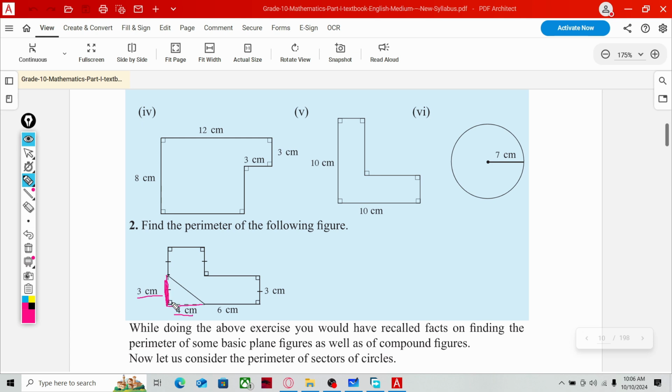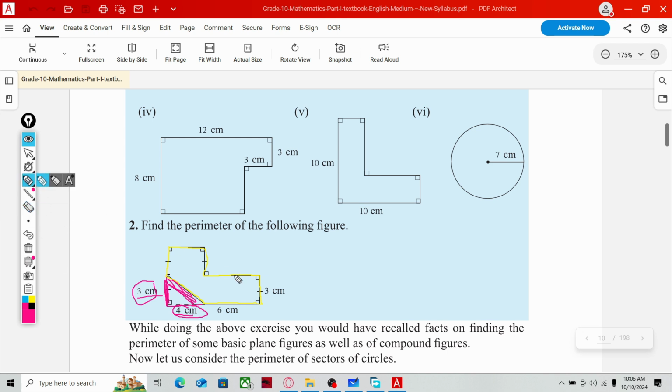What is the actual figure? The actual figure lies here. You see, it's dark, it's filled. This is the actual figure, but this is just a dotted line with data for us to refer to. We use this data to find what? The slanted length. So do not add these lengths outside of the original figure. These are for your reference.